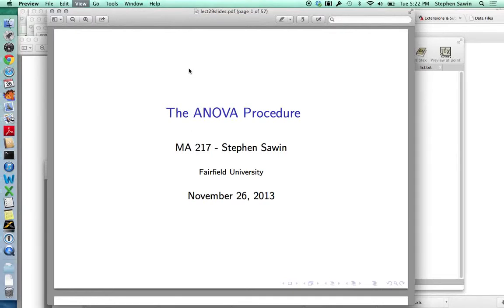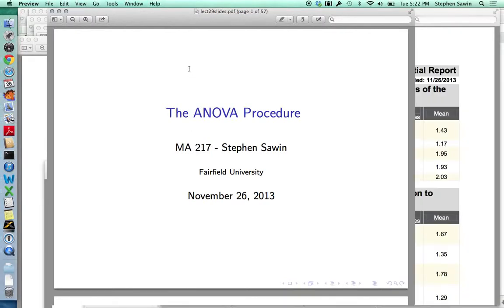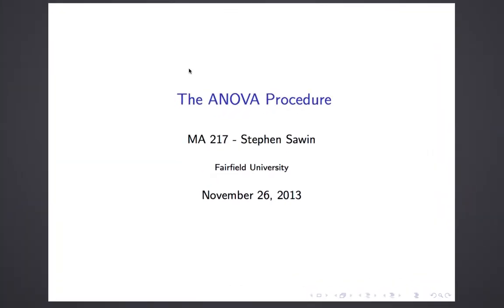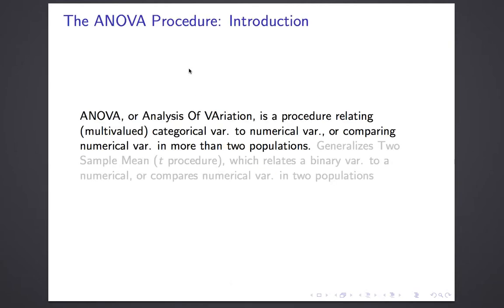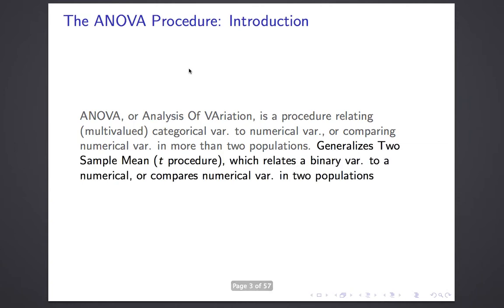This is the Math 217 lecture on the ANOVA procedure. ANOVA stands for Analysis of Variation. It's a procedure for relating a multi-valued categorical variable to a numerical variable, or for comparing a numerical variable in more than two populations. In this way, it generalizes the two-sample mean procedure, which relates a binary variable to a numerical variable, or compares a numerical variable in two populations.